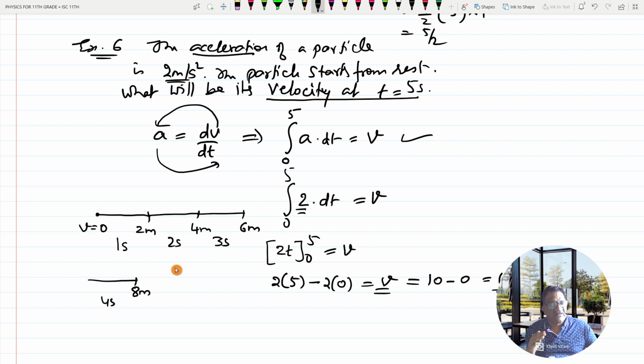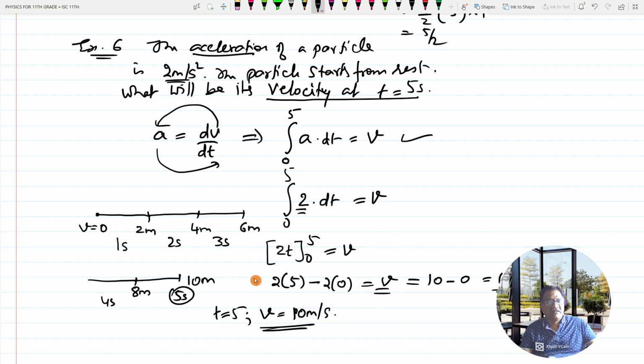The meaning of this is that for every second the velocity is increasing by 2. Initially the velocity was 0. After the first second the velocity became 2 meter, after the second 4 meter, after the third second 6 meter, after the fourth second 8 meter, and after the fifth second it has to become 10 meter. So after 5 seconds, when t is equal to 5, the velocity is 10 meter per second. Got it? So this also explains the concept very well.